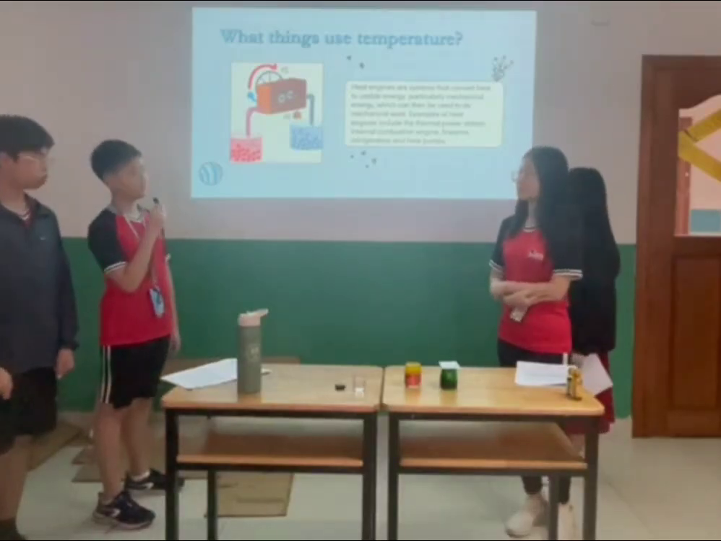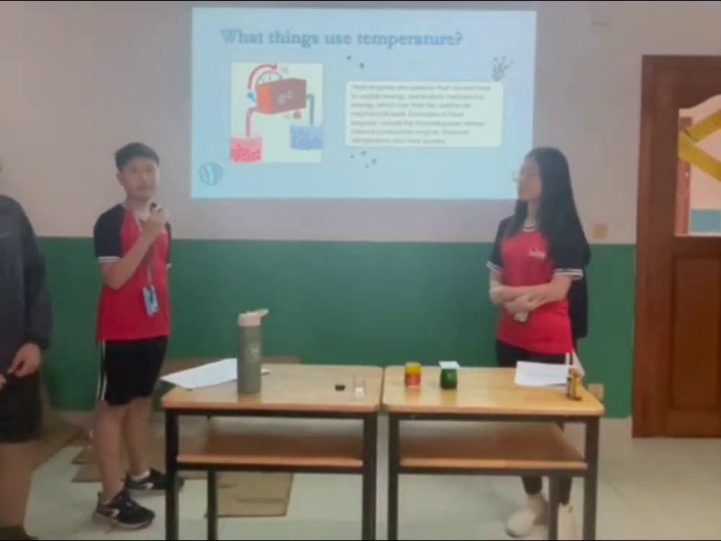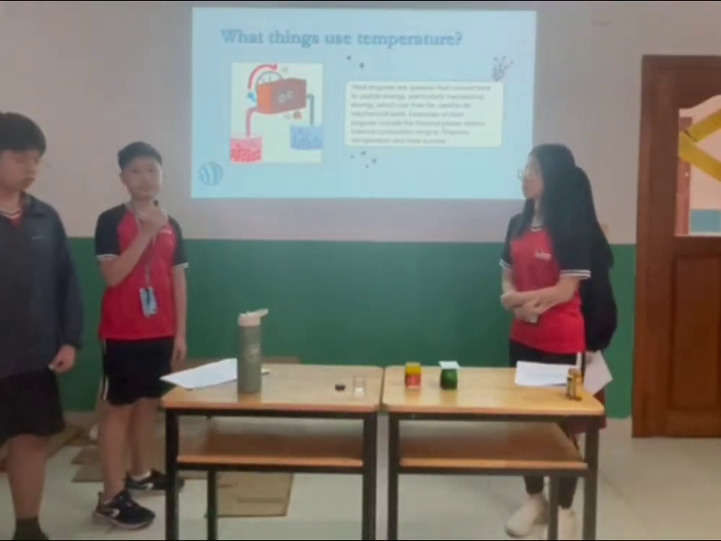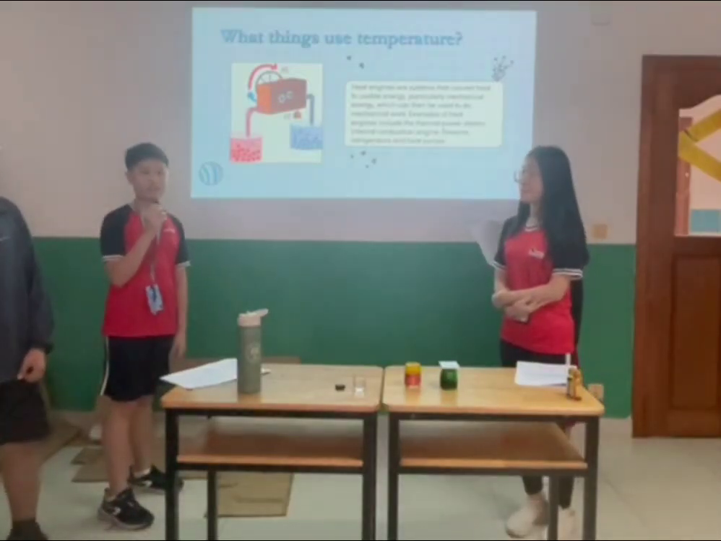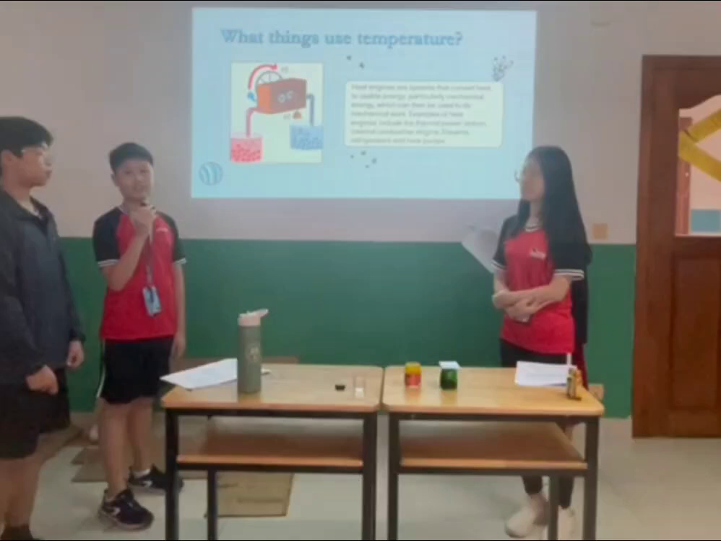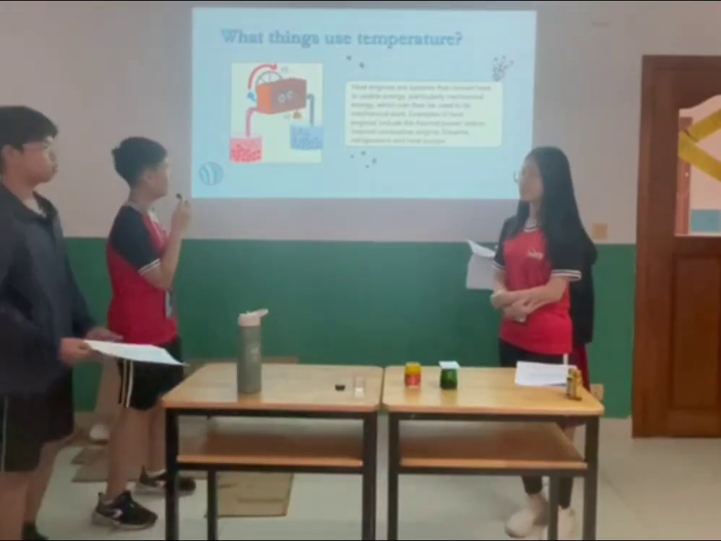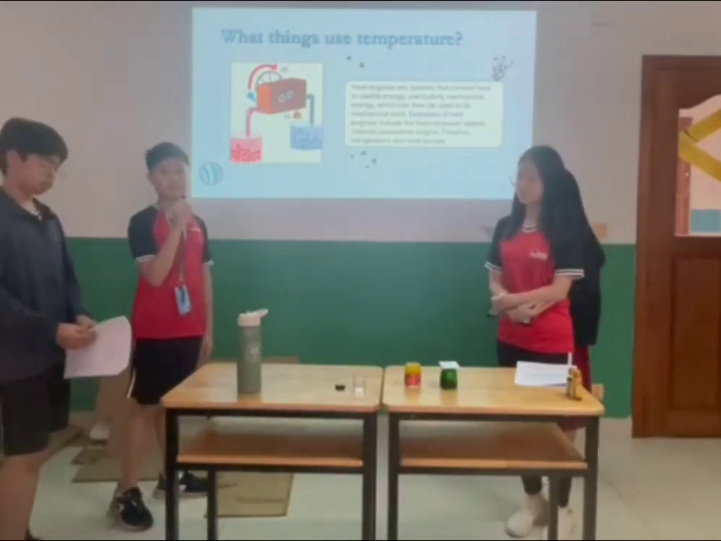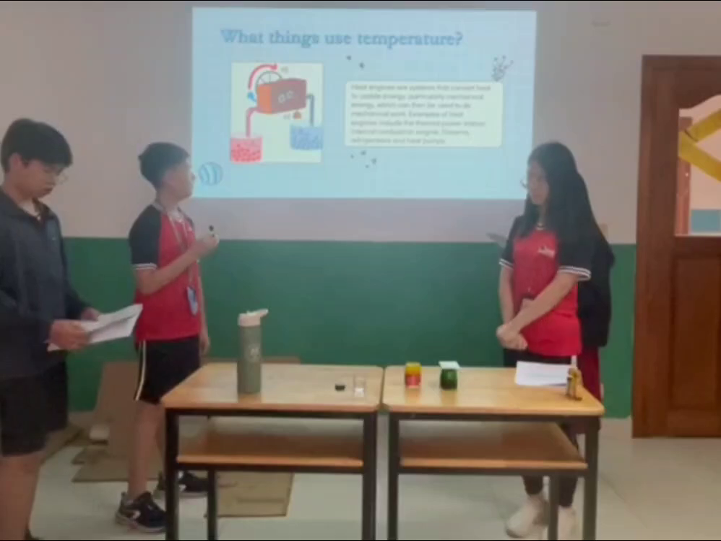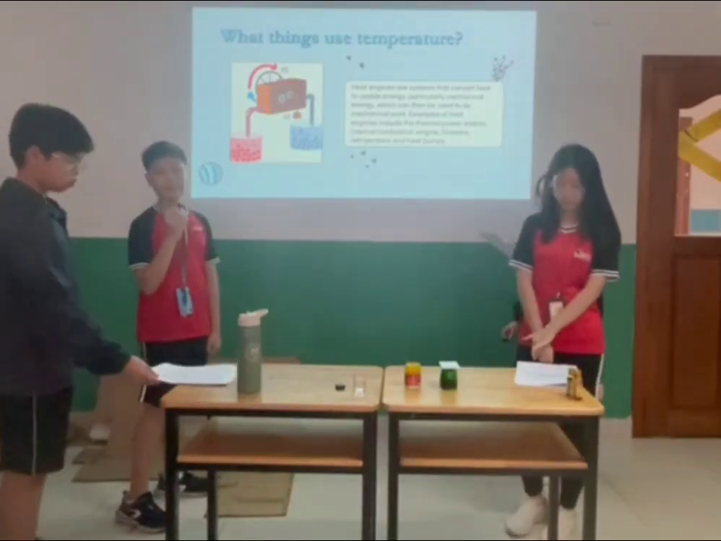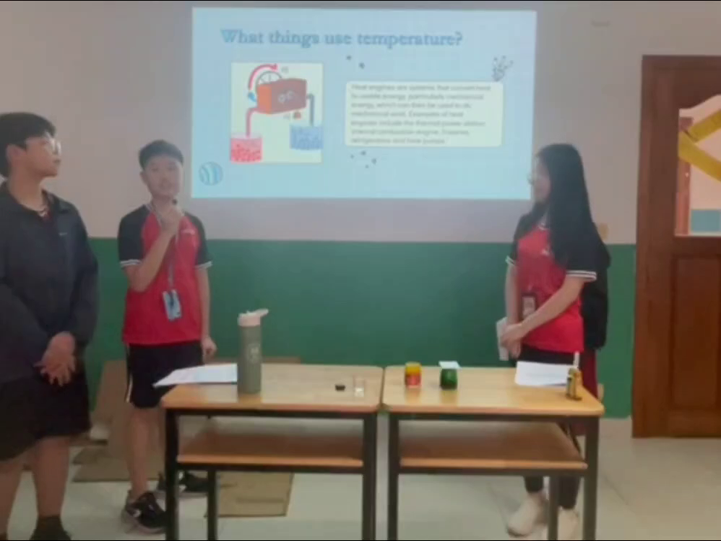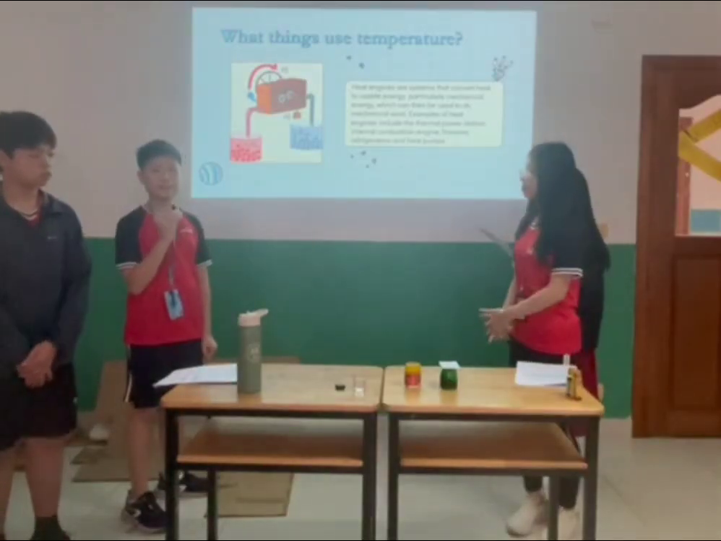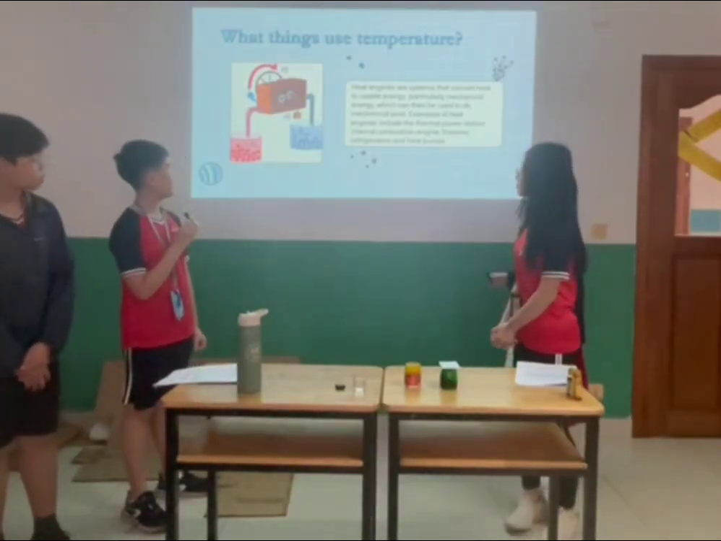What things use temperature? An example of an object that uses temperature is a heat engine. Heat engines are machines that turn heat into mechanical energy to use in machinery. Some examples of heat engines include firearms, refrigerators, etc.